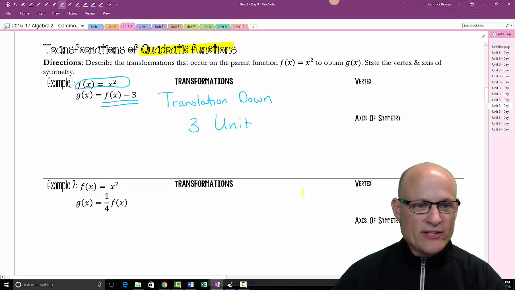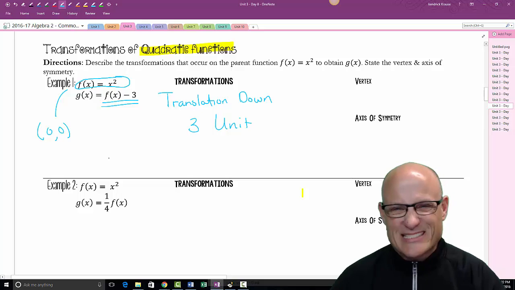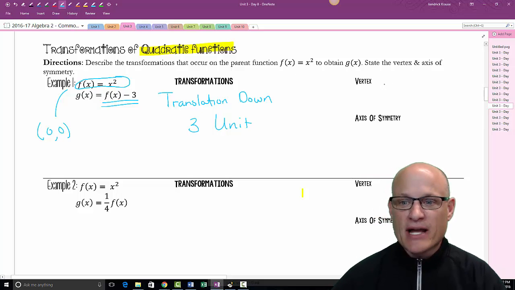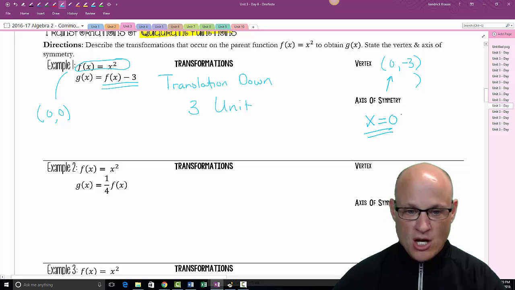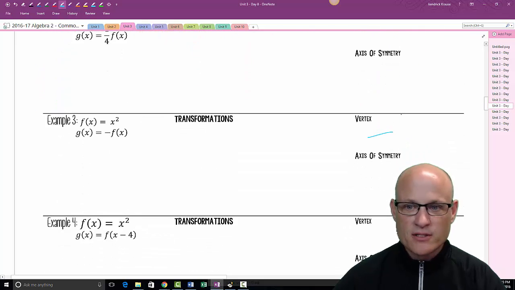So on the original f of x, our vertex is (0, 0). But if we're going to go down 3, my new vertex is (0, -3). And remember, the axis of symmetry is always x equals the x value of the vertex. In this case, 0. All righty, let's keep going.